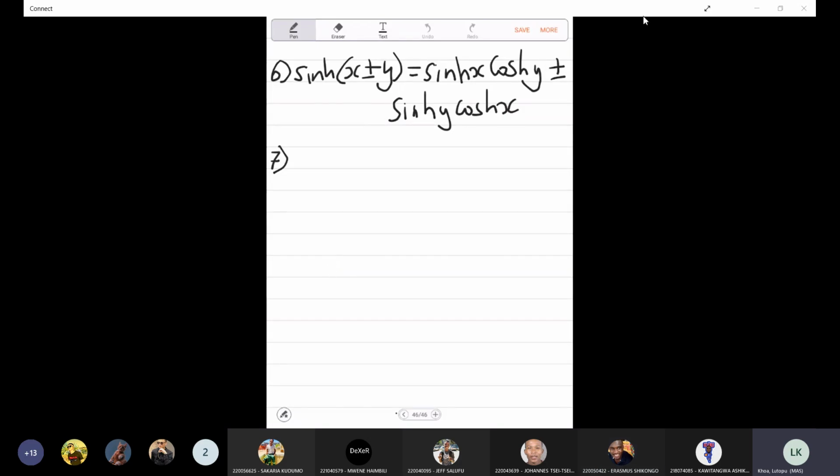Thank you. Right, so the easiest thing to do is rewrite it as e to the power of x plus y minus e to the power of negative x plus y, divided by 2. Then you use your laws of exponents to simplify it.